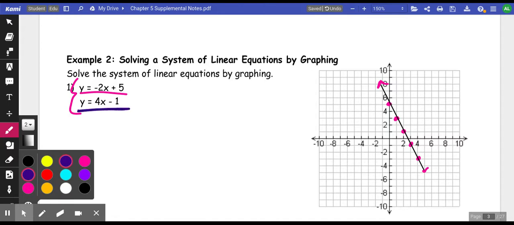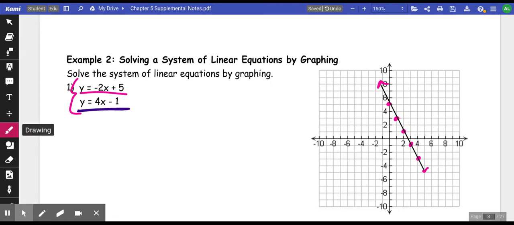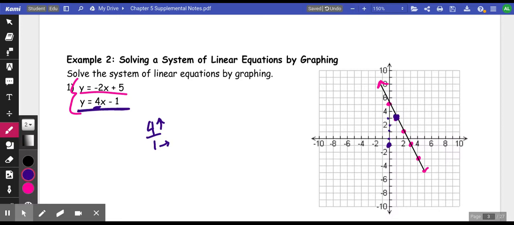This is y is equal to 4x minus 1. Okay, I know my y-intercept is negative 1. And then my slope right here, my m, is positive 4. So 4 over 1. I know I'm going up 4 and over 1. Okay, so up 1, 2, 3, 4, and over 1. Awesome. It looks like I have 1 point right here that is in both of my lines.